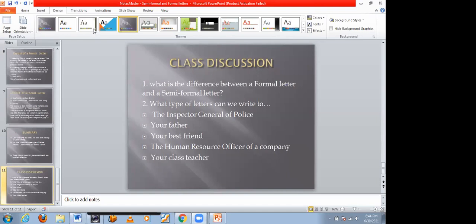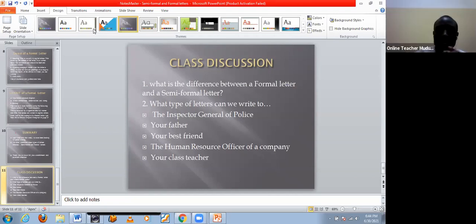The difference between a semi-formal letter and a formal letter. A formal letter is one that we write to people in their official capacity, and a semi-formal letter is a letter that we write to people who are not our age or who are not our classmates. All right. Thank you so much. Excellent. Clap for you.